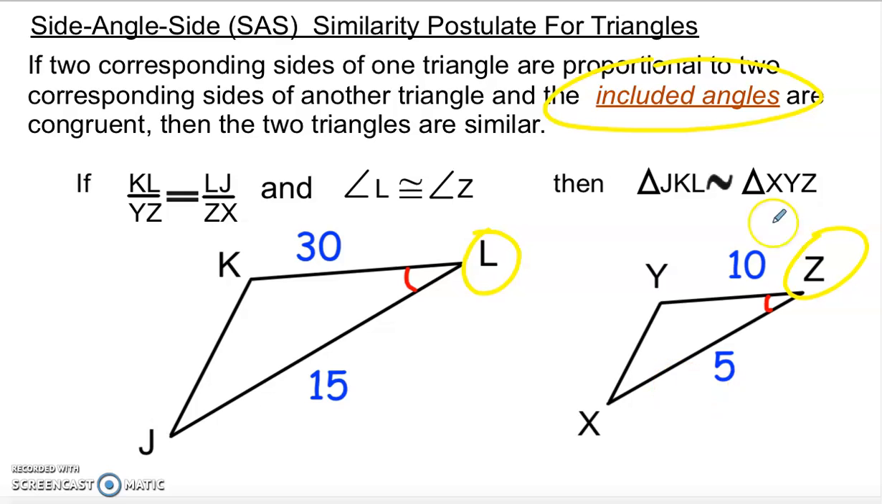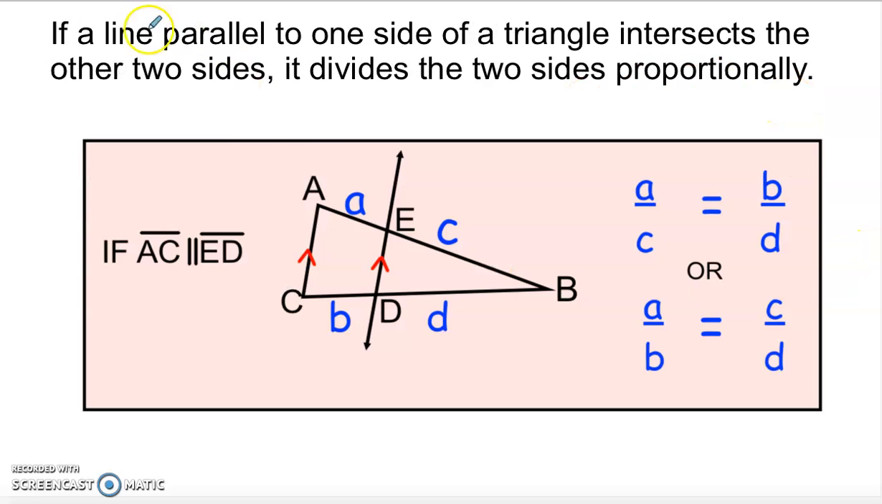So these have numbers on them. The angle between the numbers here is angle L, and the angle between the numbers here is angle Z. So these are the included angles here. Angles K and J aren't included because there's no numbers here. Angles X and Y are not included because there's no numbers here either. So it's got to be the angle between the numbers that you're dealing with in order for side angle side to be a relationship you can use.